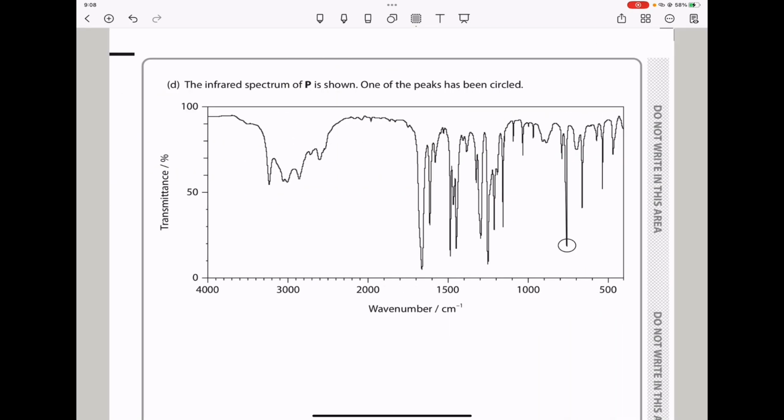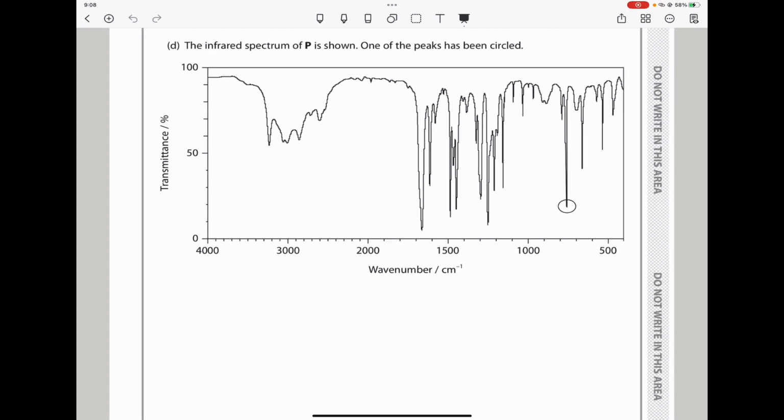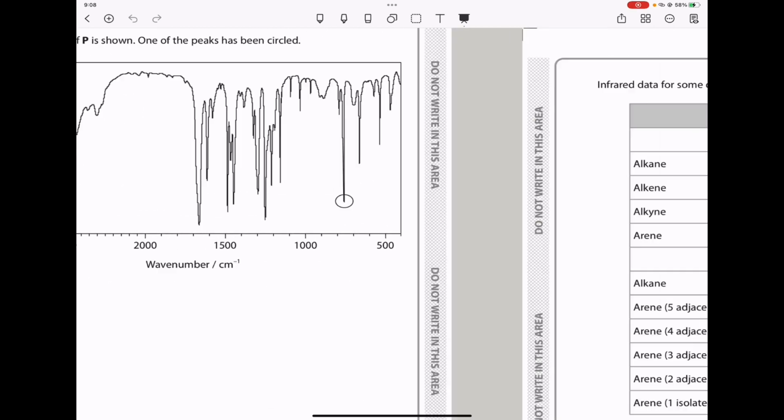Moving on. So here they say, the infrared spectrum of P is shown. One of the peaks has been circled. So we have that here. We have the transmittance on the vertical and wave numbers on the horizontal. So let's go to the real questions.